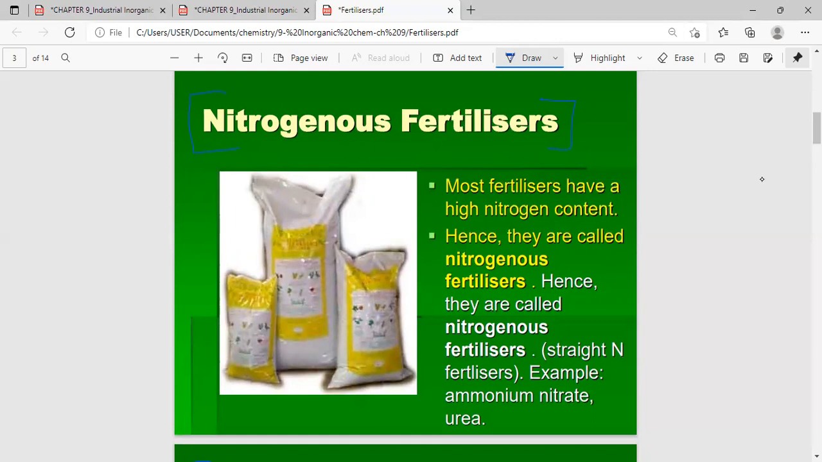From the name itself, you know they have high nitrogen content. These nitrogenous fertilizers are also called straight N fertilizers, it's there in the notes as well. You must have seen these sacks of fertilizers at least once, maybe at home, on a farm, or watching TV. This is how fertilizers are packed. Examples of nitrogenous fertilizers are ammonium nitrate and urea.